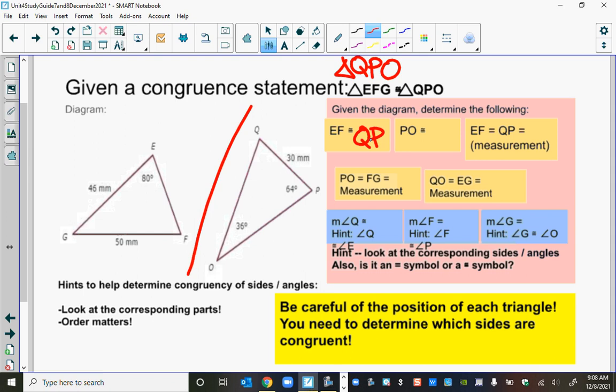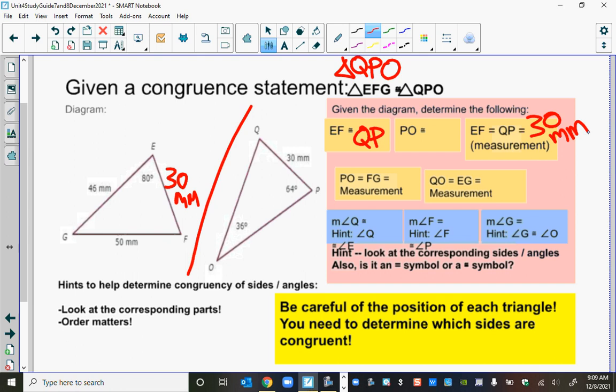Therefore, now, if QP is 30 millimeters, then how many millimeters will EF have to be? If they're congruent, if QP is 30, then how long is EF? It's also going to be 30, because those sides are congruent. And anytime your sides are congruent, you have to have equal measures. Do you agree?